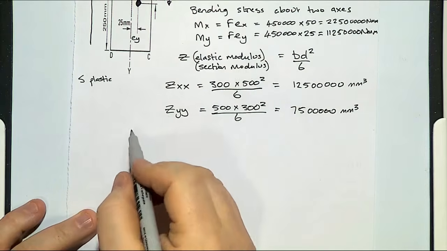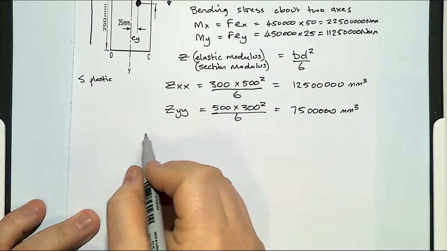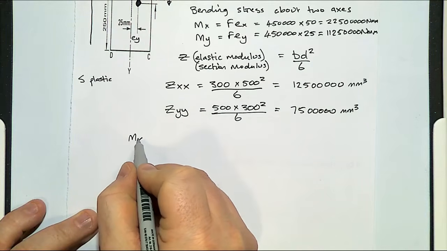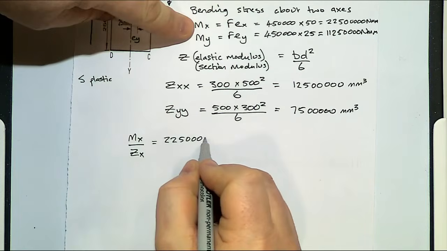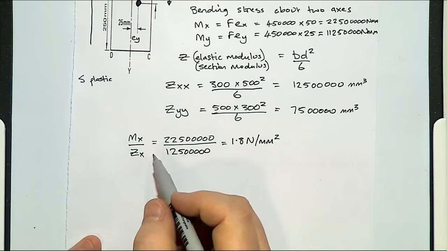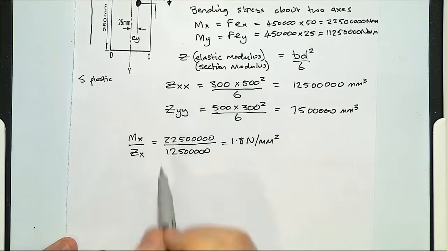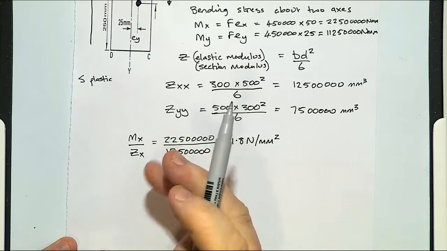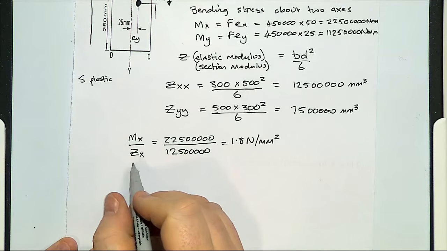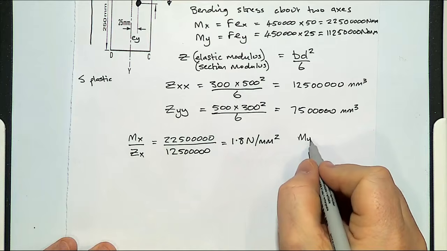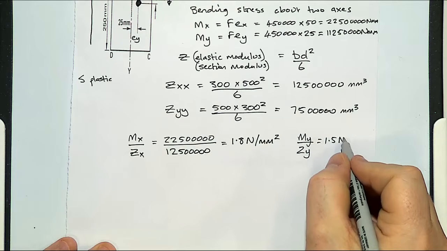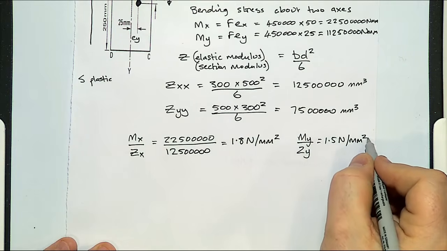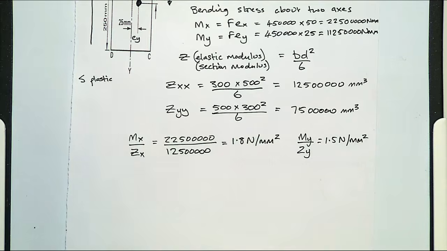So if we looked at our bending stress about the x-axis, we have our Mx divided by Zx. So that's our bending stress across the x-axis, vertically, and across, My over Zy. That comes to 1.5 newtons per millimeter square. So now we've just got to put everything together.